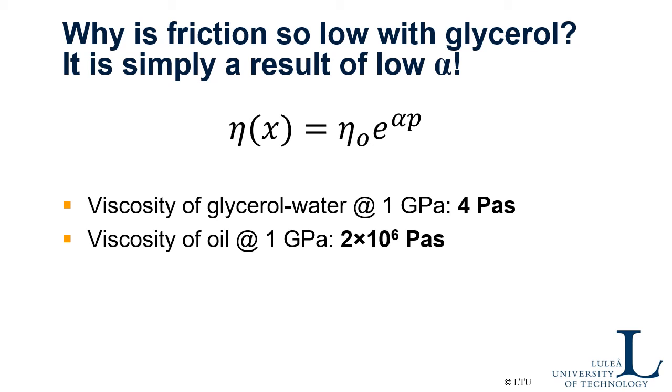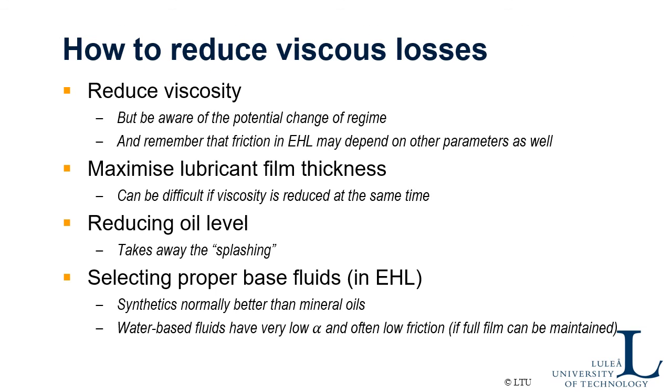So is it the low alpha that does the trick? Well, you will see here that the viscosity for a glycerol water at 1 gigapascal is something like 4 pascal seconds, while the viscosity of an oil is something like 2 million pascal seconds. So you see here it's almost a million times difference in viscosity. So that's the reason why you get a much lower friction in that case.